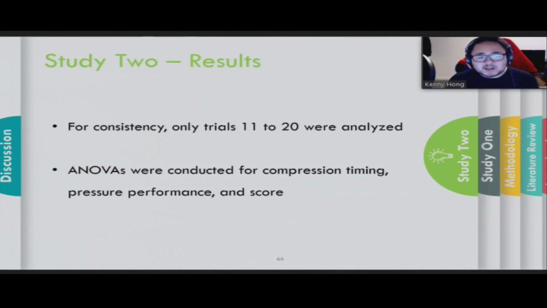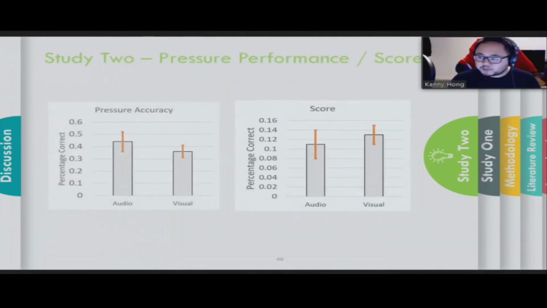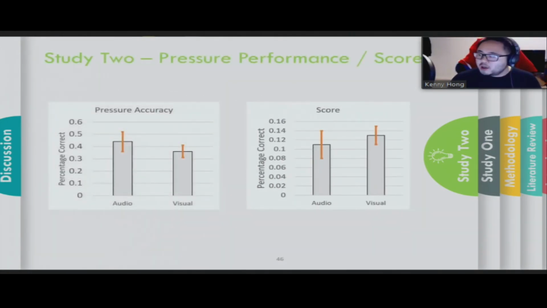For consistency, only trials 11 to 20 were analyzed, and ANOVAs were conducted for compression timing, pressure, and score. We found that there was a significant effect in compression timing, where visual was better than audio, but there was no difference in pressure, performance, and score, which is consistent with the first study.